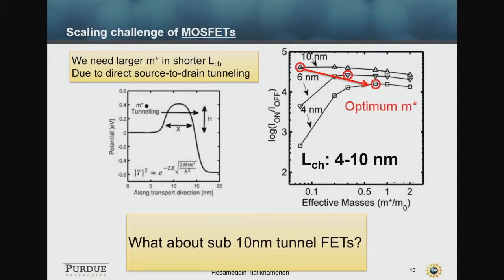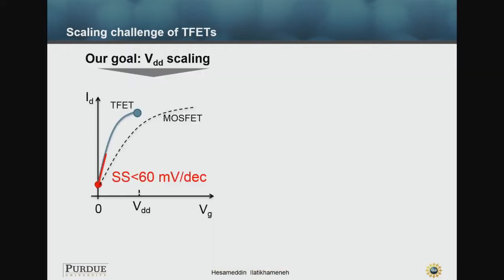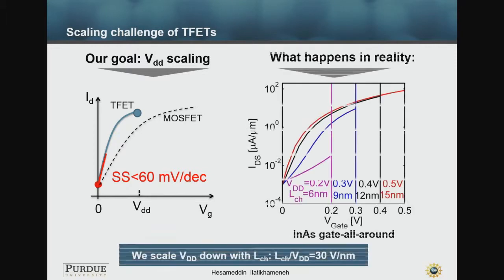But what about sub-10 nanometer tunnel FETs? What kind of material is good for those tunnel FETs? Let me remind you about our goal. We wanted to be able to reduce this VDD and obtain low power. But what happens in reality when we decrease the VDD and channel length in a tunnel FET?